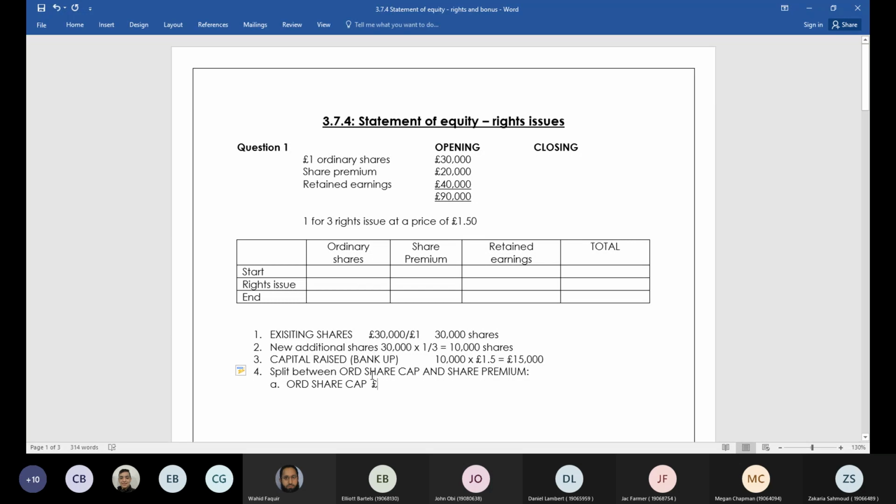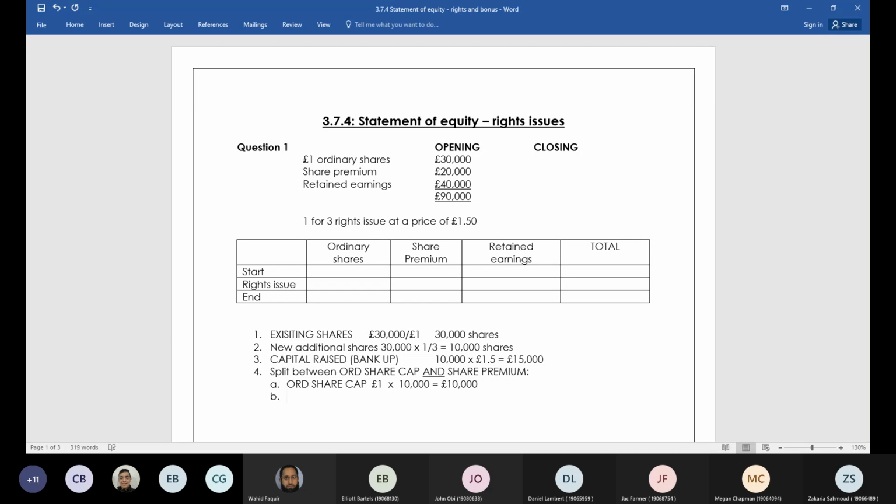Then next step is to split it between the ordinary share capital and the share premium if the value of shares sold is greater than the nominal value. In this case, yes, it is, by 50p. Ordinary share capital is restricted to £1, so it's £1 times by the number of shares. Easy figures here, of course. Some of you can do this, well, all of you can do it in your heads really, but let's just show the workings, because you'll need this for more difficult questions later on. So ordinary share capital goes up by £10,000.